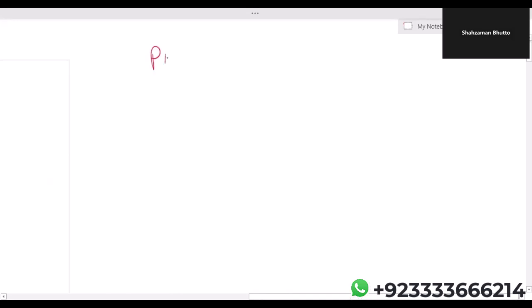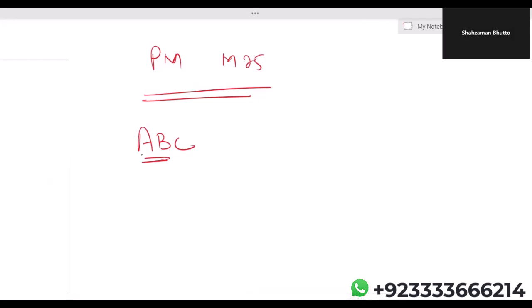So PM March 25, first live revision class. The topic we are revising is activity-based costing. Actually, ABC costing is the alternative of absorption costing. Now the question is, what are the problems in absorption costing that we need an alternative like ABC? Basically, the biggest problem in absorption costing is that there is no fair allocation of overheads.